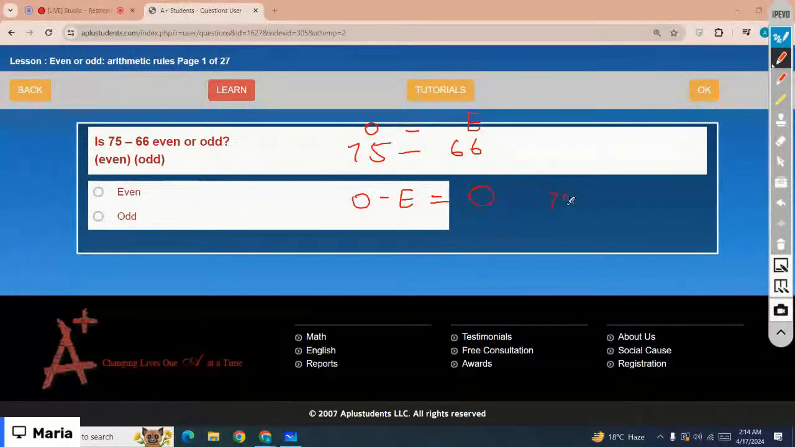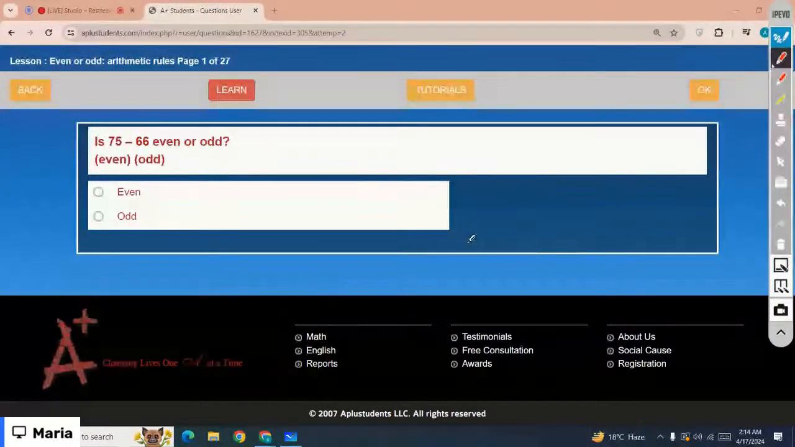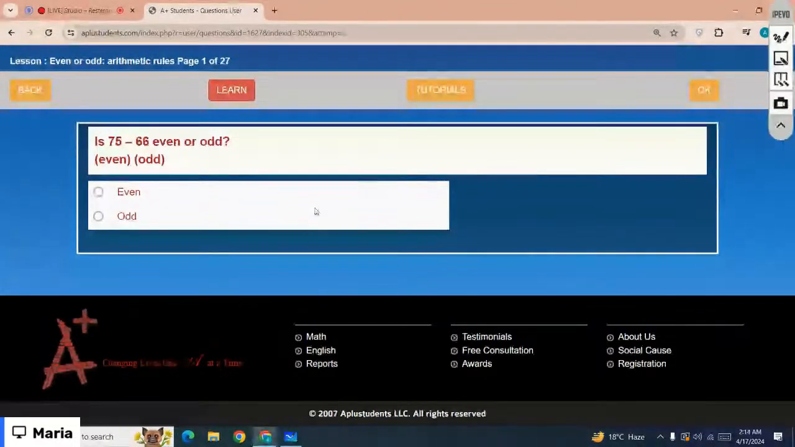You can check by subtracting. You need to borrow 1. 15 minus 6 is 9, and 6 minus 6 is 0, and 9 is an odd number. Got it? So when you subtract an odd and an even number, the answer must be odd. Got it?